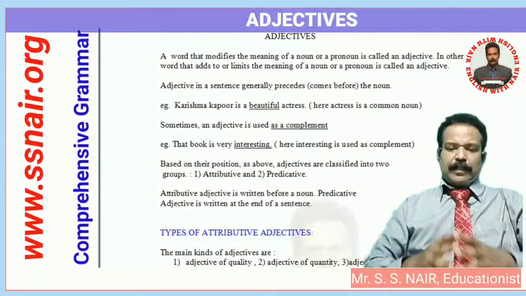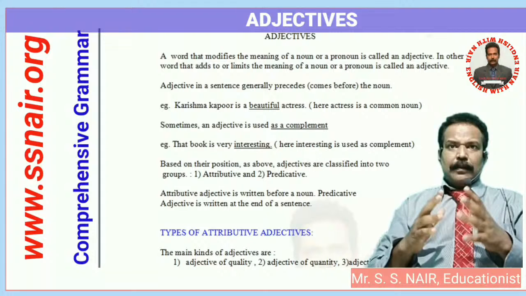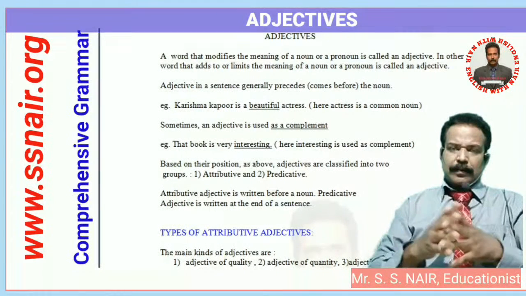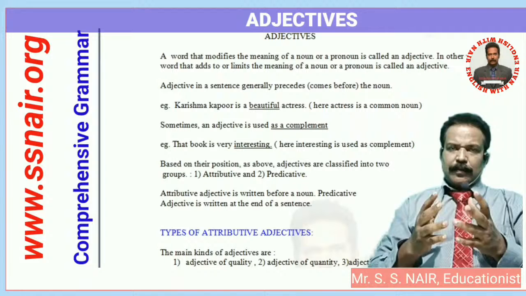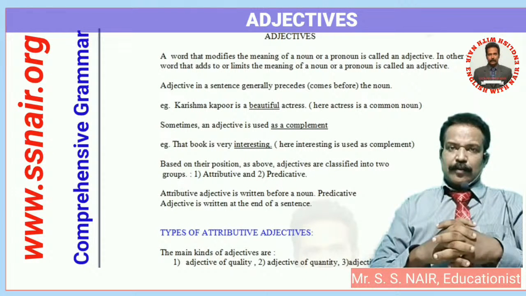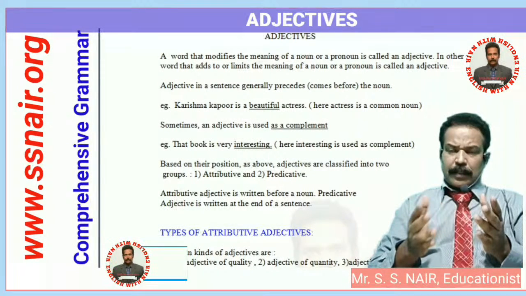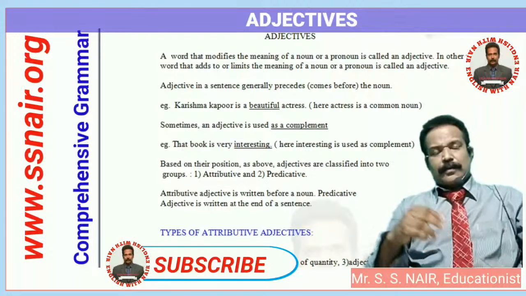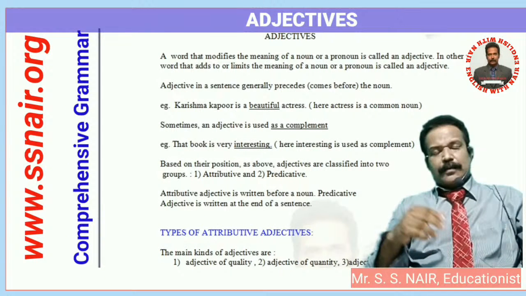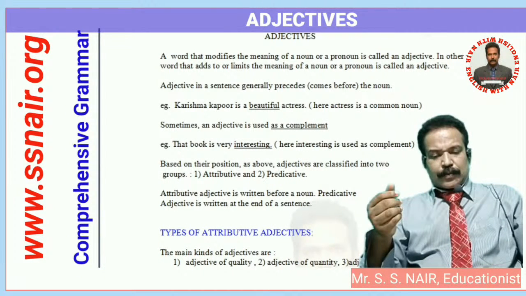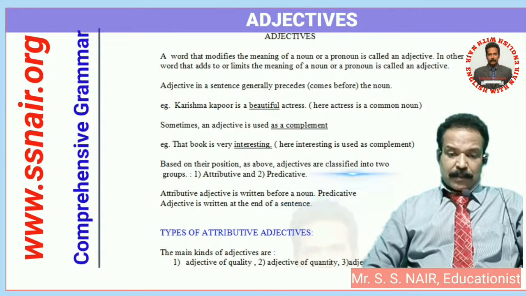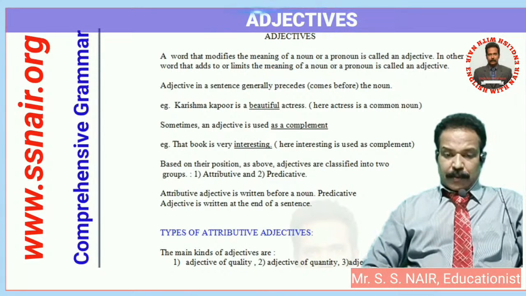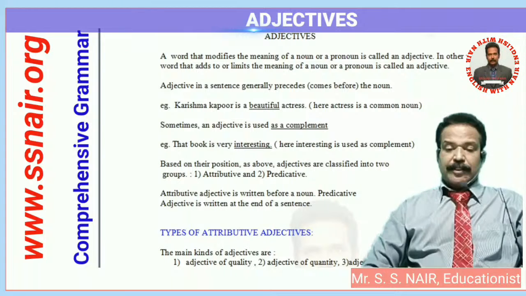Friends, we had seen about verbs and the types of verbs. We had seen about pronouns, the types of pronouns. Especially last time we had seen about the pronouns and the different types of pronouns. So this time we will see about adjectives. What is adjective? Now here D is silent and it's pronounced adjective.